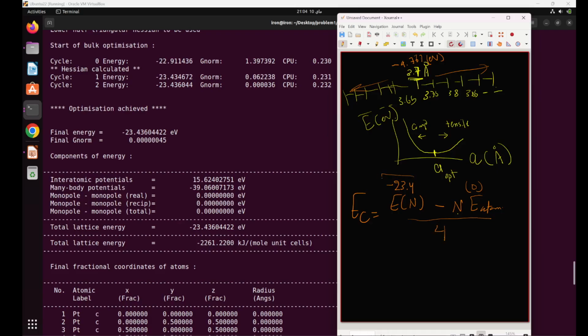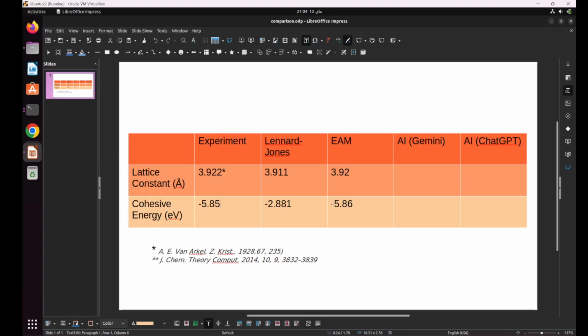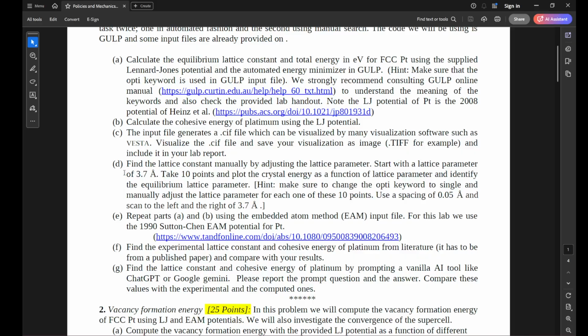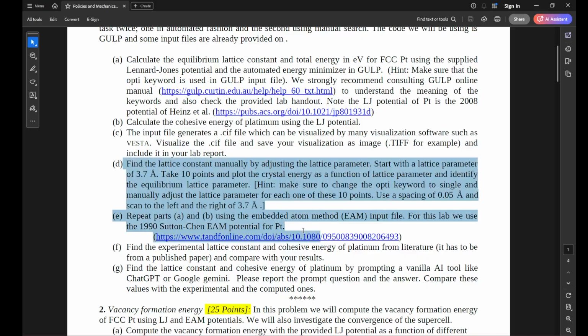So all you need to do is take the minus 23.4 and divide by 4. In fact, we did this calculation here, and the answer is minus 5.86 electron volt, different than Lennard-Jones, and we will get to that in a second. So we are done with parts D and E.